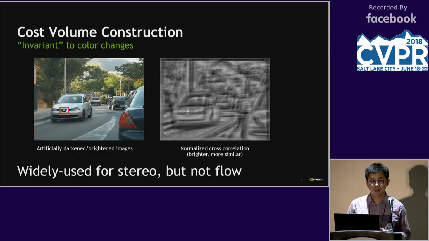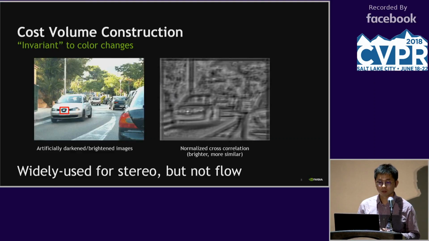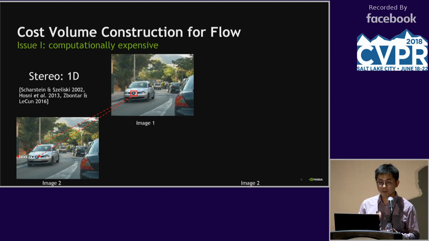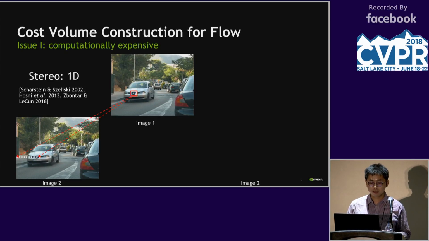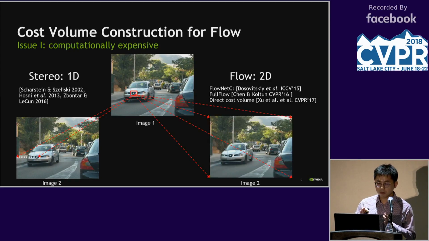So the cost volume has been widely used for stereo, but not for flow. Why? There are two issues. The first is that it's very computationally expensive. Recall that for stereo, the search range is just a 1D line, so we don't need much computation. But for flow, the search range is all the possible pixels in the second frame. There is some recent work, including FlowNet, that tries to build a full cost volume, but the computation is a bottleneck.